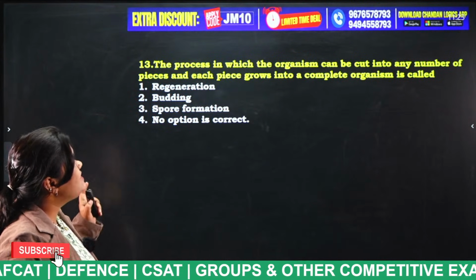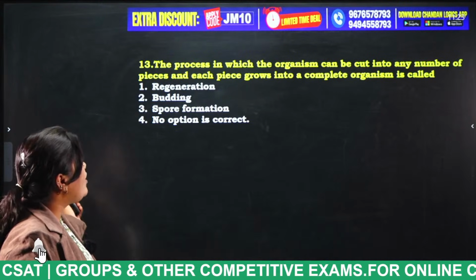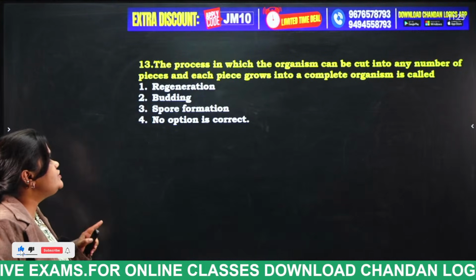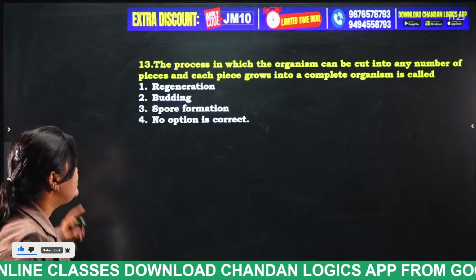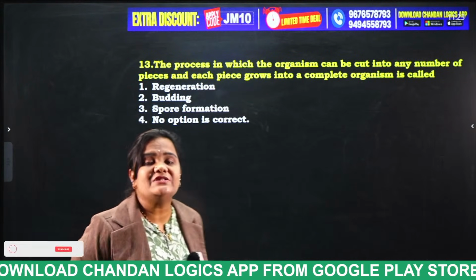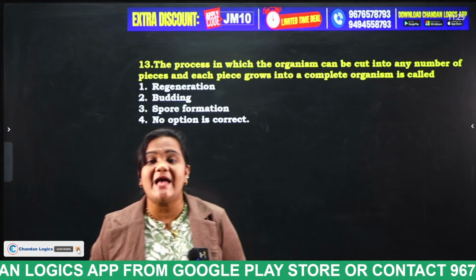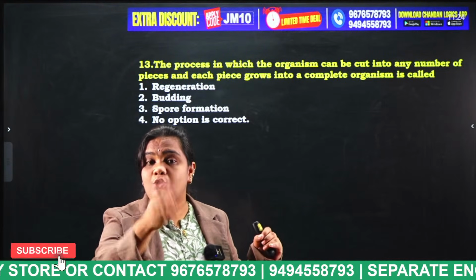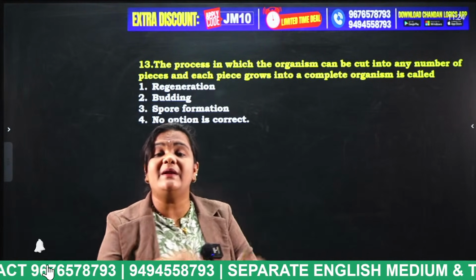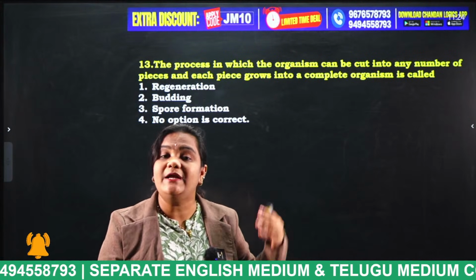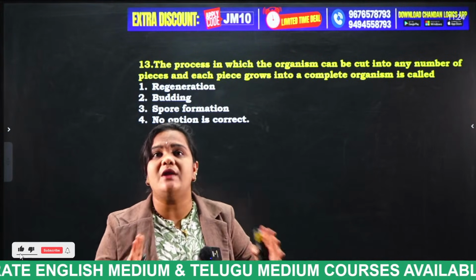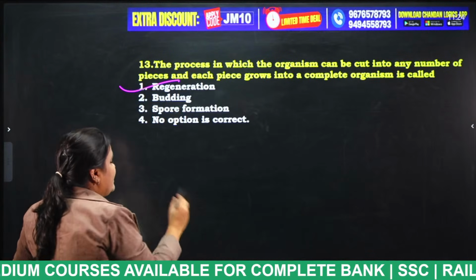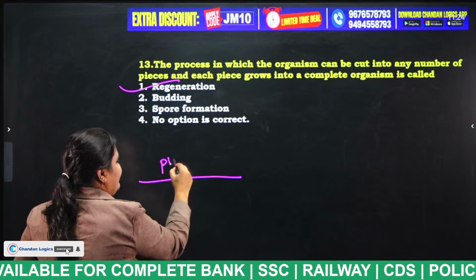The process in which the organism can be cut into any number of pieces and each piece grows into a complete organism is called: regeneration, budding, spore formation, no option is correct. So, there are some types of organisms, students, for example, flatworms and planaria. Even if we cut that organism into pieces, the cut piece will be again regenerated and form a new organism. So, this process we call it as what? Very good. That is known as what, students? Regeneration.